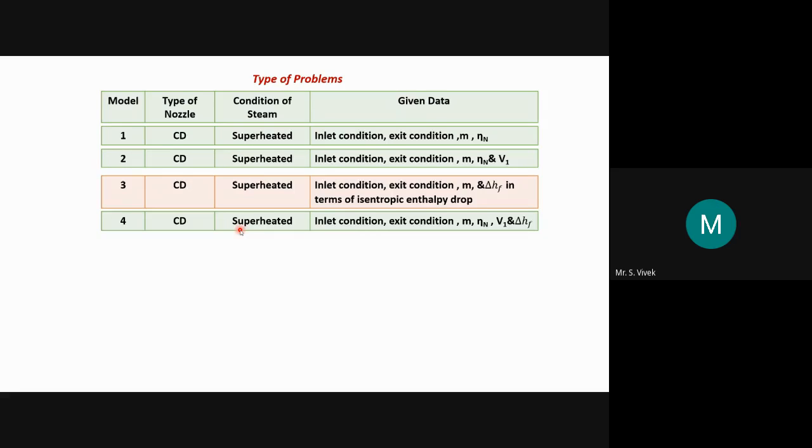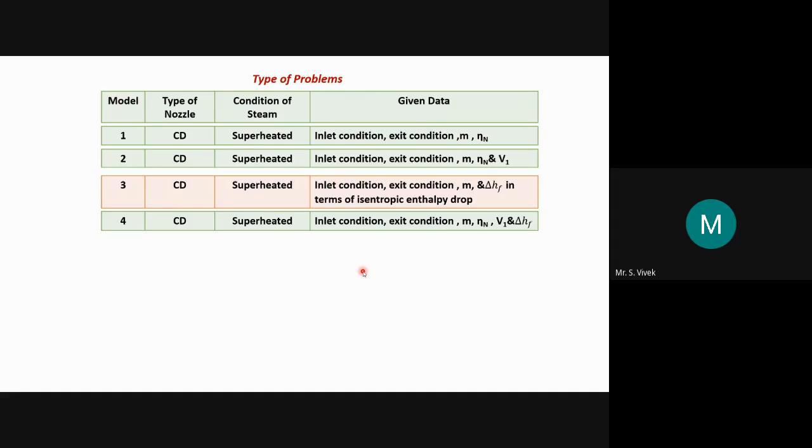The last problem was a university problem. It was asked in 2019 November, I think. I'll solve another 2 to 3 problems in the next classes. One is a cone angle problem, another is number of nozzles, and another problem will be based on condition of steam, that is dry saturated steam and wet steam. On these combinations we will solve another 3 problems on Monday.